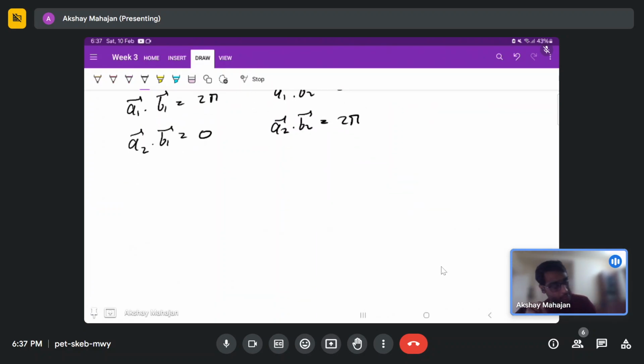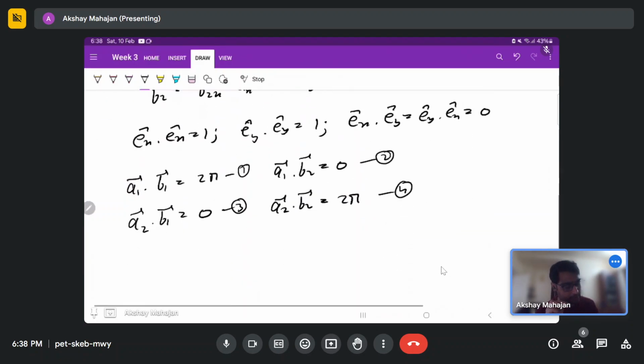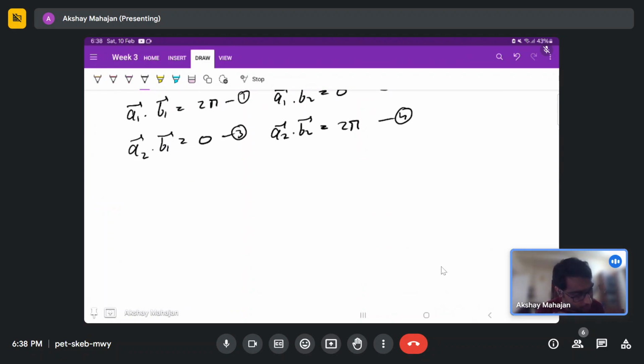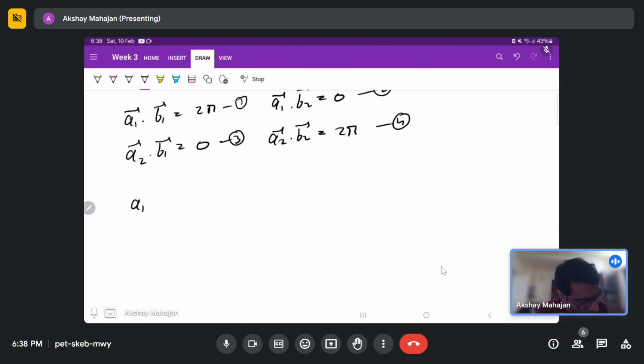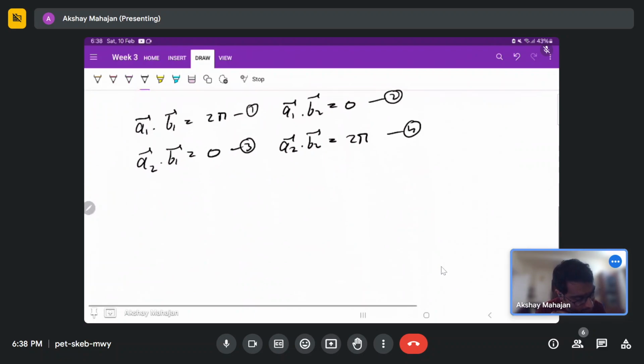Now basically we have these 4 equations. I can say these are 1, 2, 3 and 4. We have 4 equations and 4 variables, so we can just solve these 4 equations and find these 4 variables. From there we can say that a1 vector dot b1 vector, a1 vector is given to us, so a1 vector is root 3a times ex cap. So first I will use a1 vector dot b1 vector equals 2 pi. Okay, so let me just start with this.